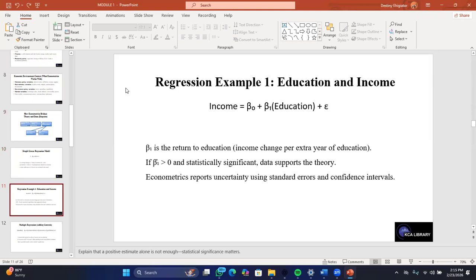Then let's look at an example, education and income. Income equals beta 0 plus B1 education plus e, where B1, like I said, is the return to education. That is the income change per extra year of education. If B1 is greater than 0 and statistically significant, the data supports the theory. Econometrics reports uncertainty using standard errors and confidence intervals.